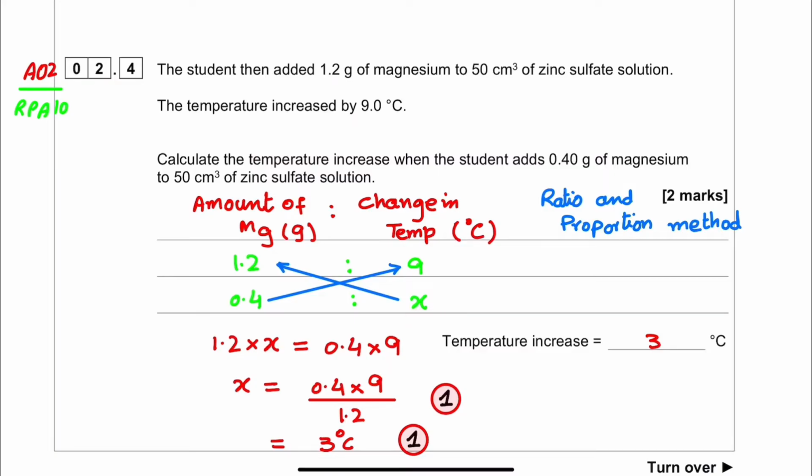We mention it as x, and we will use the ratio and proportion method to solve the question. We know that 1.2 is going to times with x and 0.4 is going to times with 9 by the ratio and proportion method. And when we need to solve the question, we need to make x the subject. By using the calculator, our answer is a 3 degree rise in temperature. When 0.4 gram of magnesium is added to 50 cm³ of zinc sulfate solution, the rise in temperature is 3 degrees Celsius.